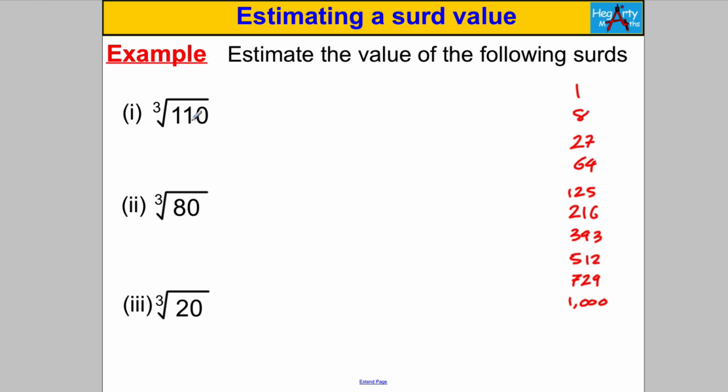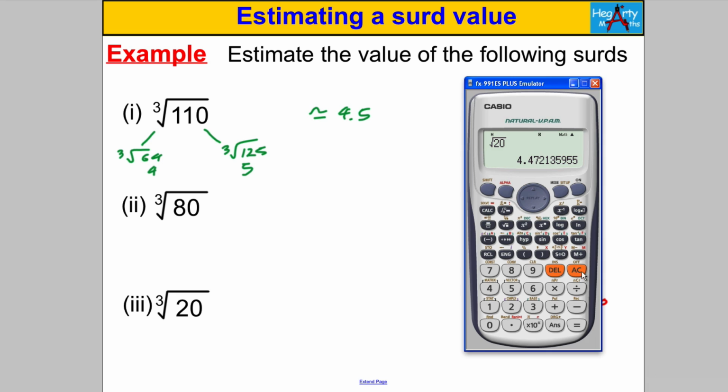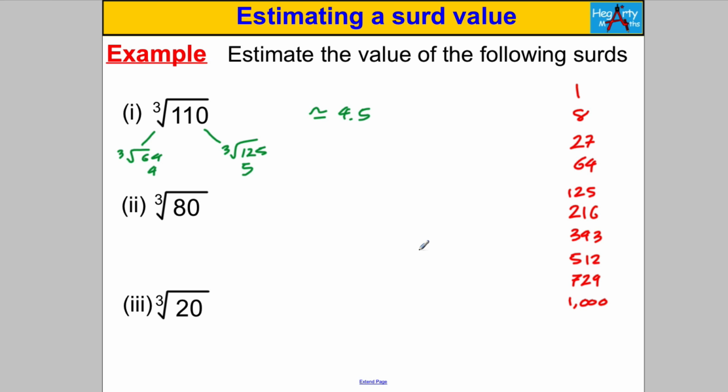So the cube root of 110 is in between the cube root of 64 and the cube root of 125. The cube root of 64 is 4, the cube root of 125 is 5, so I'm going to guess halfway between, let's say 4.5. Let's check on the calculator. The cube root of 110, 4.79. Not a bad guess at all.